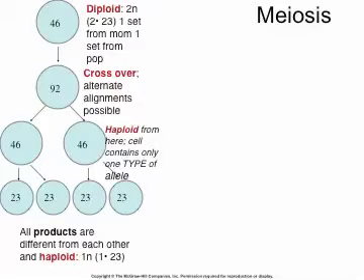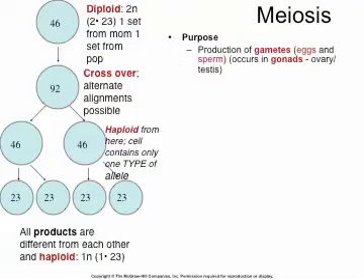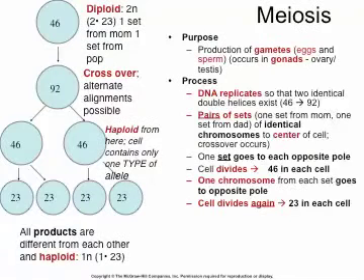chromosomes total. And then those 46 will produce two more daughter cells. And each one of those daughter cells will now be haploid. That means they'll just have one set of 23 chromosomes. So the purpose of meiosis is to make gametes. Those are the eggs and sperm. Making eggs and sperm is also called gametogenesis, and that occurs in the gonads.